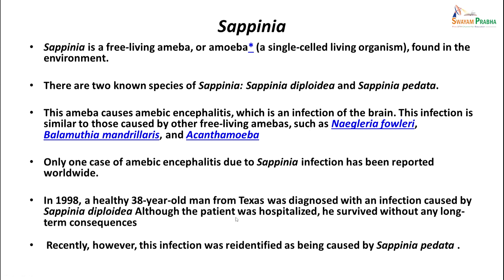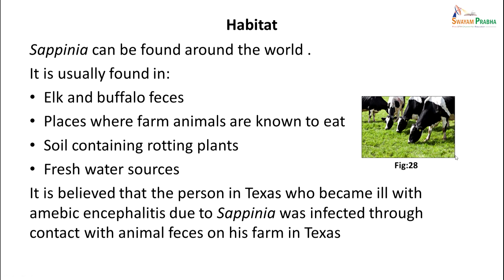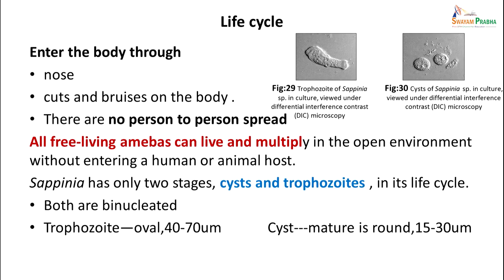In 1998, a healthy 38-year-old man from Texas was diagnosed with this infection. He was hospitalized, but he survived without any sequelae. Recently, however, the infection was re-identified and found to be caused by Sappinia pedata. It is found in the environment, in places where elk and buffalo feces are present, where farm animals eat, and where there are rotting plants or freshwater sources. It is believed this person from Texas also got the infection from contact with animal feces on his farm in Texas.